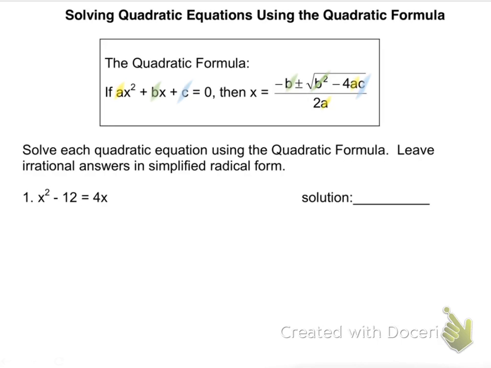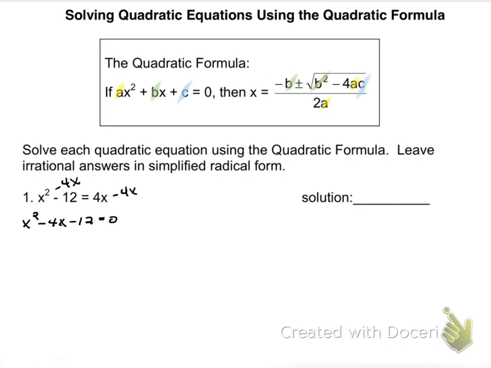So again, ever since 5.3 we've been solving. So that's what we're doing. We're solving using the quadratic formula. So the first step is going to be to move everything over and have it equal 0, just like we did in 5.3 and 5.4. So we're going to subtract 4x here and subtract 4x here. And remember, we always put them in the order x squared, then our x, then our constant. So we have x squared minus 4x minus 12 equals 0.